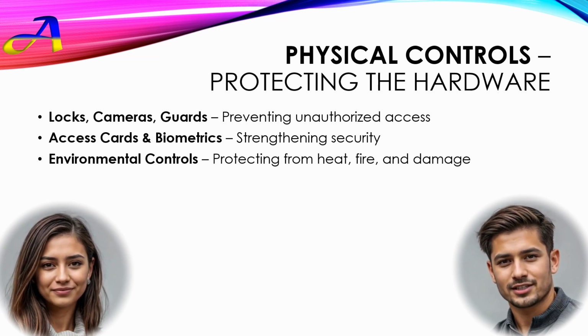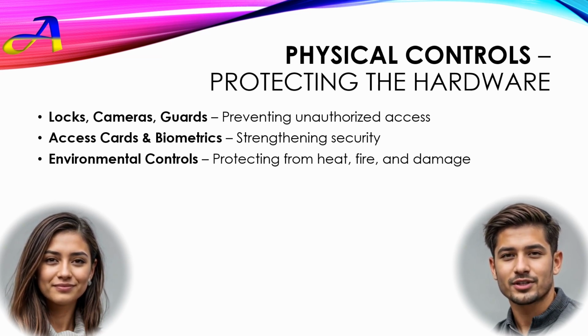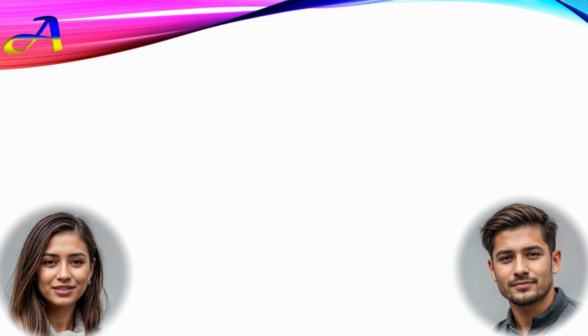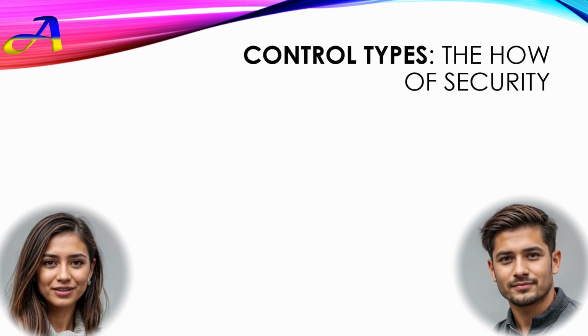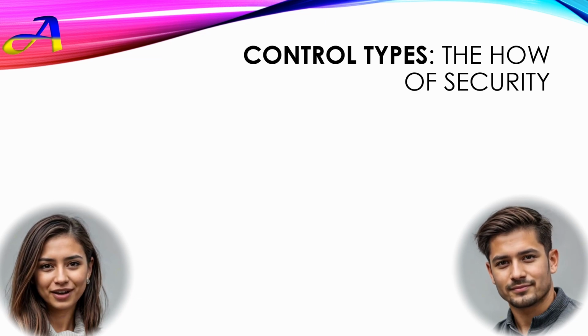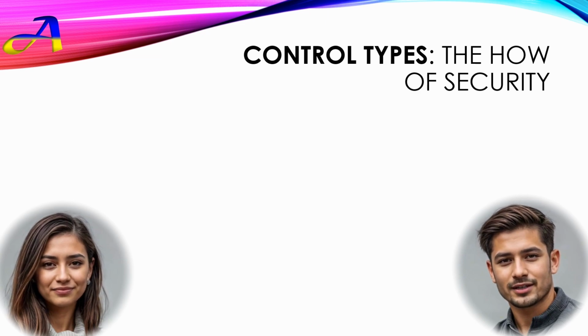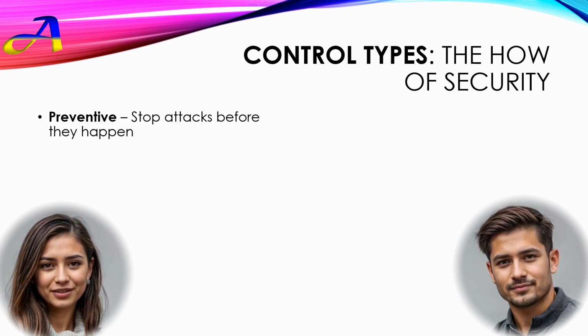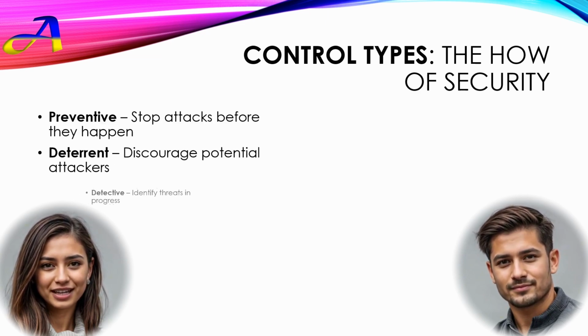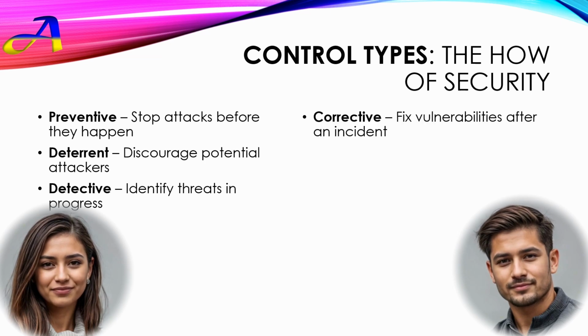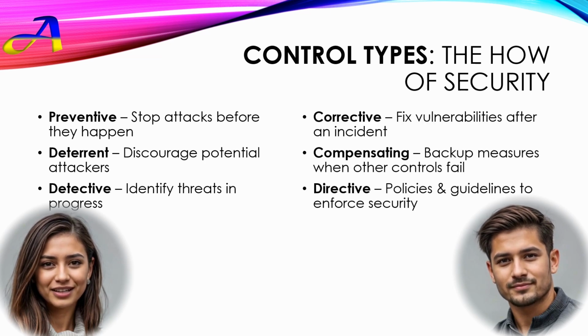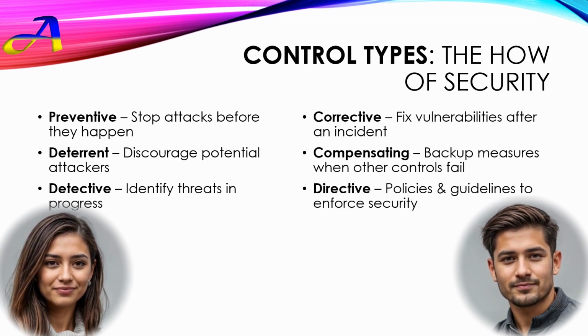Right. But it's not just about what we protect, it's how we protect it, right? Absolutely. So that brings us to control types. Okay. So we've talked about the what, now we're talking about the how. Yeah, give me the how. So the control types define how those controls are actually implemented. Okay. And there are 6 main types. 6. Okay, I'm ready. All right, so we've got preventative, deterrent, detective, corrective, compensating, and directive. Whoa, that's a mouthful. It is a lot, yeah.